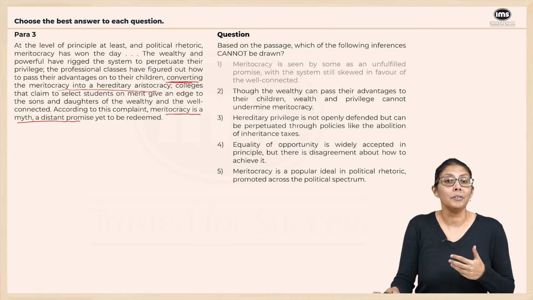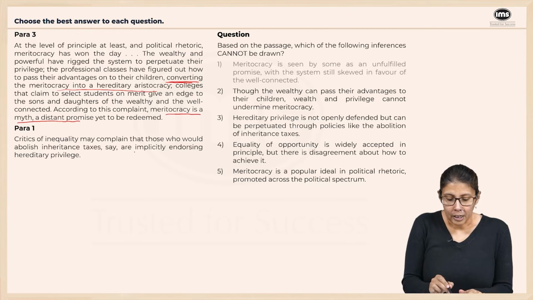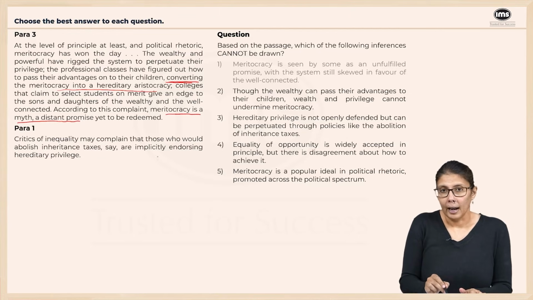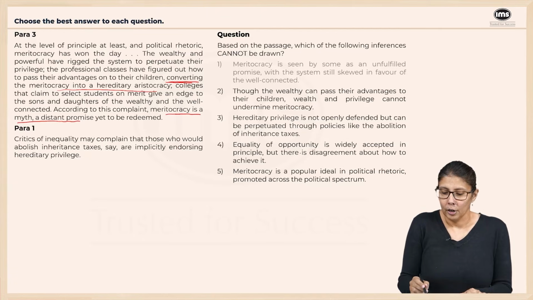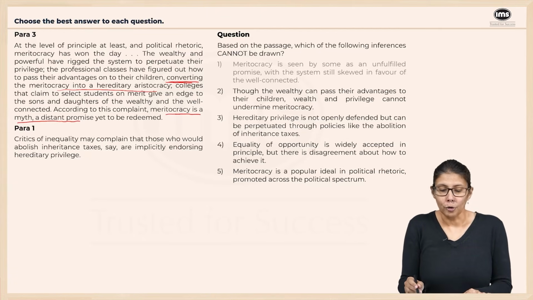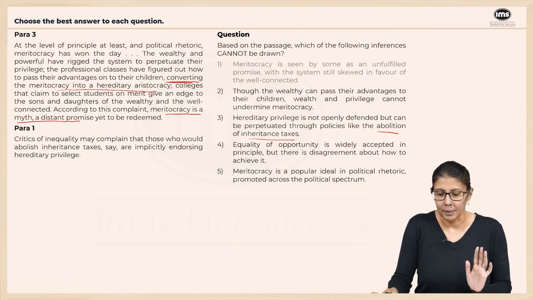The third option says, hereditary privilege is not openly defended but can be perpetuated through policies like abolition of inheritance taxes. Look at paragraph 1. Here we are talking about people who would like to abolish inheritance taxes, and critics say that these people are endorsing hereditary privilege. So, hereditary privilege is not openly defended is acknowledged in the first paragraph, but it is also saying that policies like abolition of inheritance taxes indirectly support that hereditary privilege. Since paragraph 1 is clearly talking about this, it cannot be our answer.